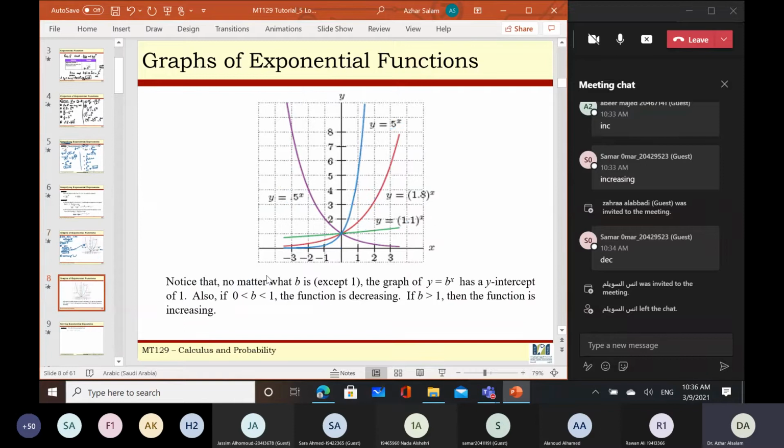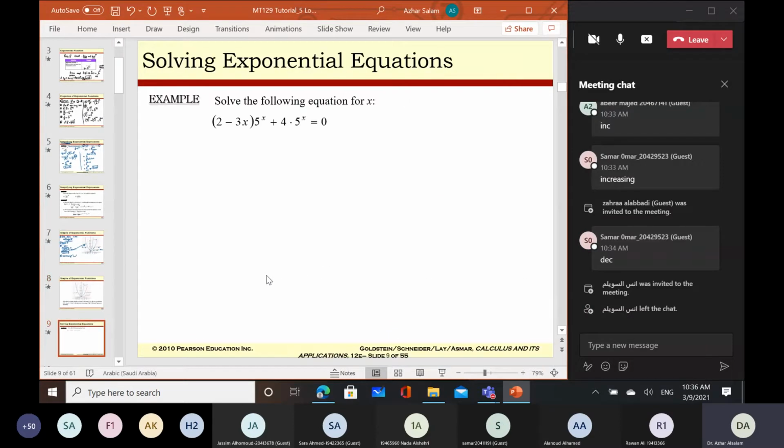Okay, this is the slide. We mentioned all this. This is an example. Okay, it's another kind of simplification, but with solving, okay? The question here is: solve the following equation for x. Solve for x means find the value of x. I have here an equation equal to zero, and the variable x, the unknown x, is in the exponent, okay? To find x, I will try to get x on one side equal to its value. How to take this x from the exponent? I will try to simplify.